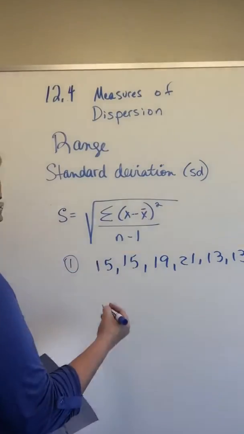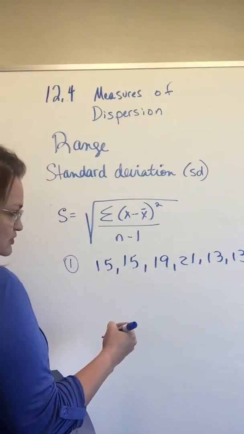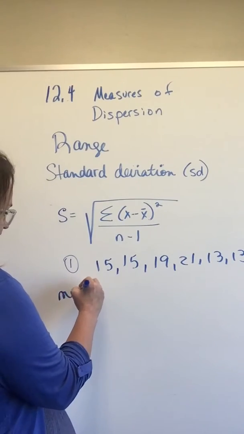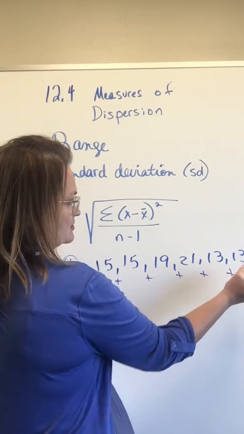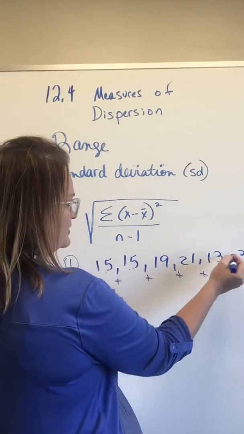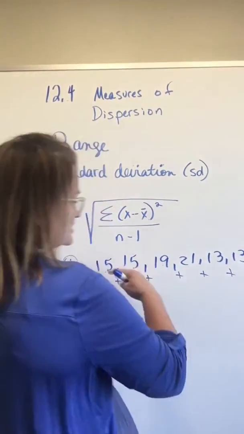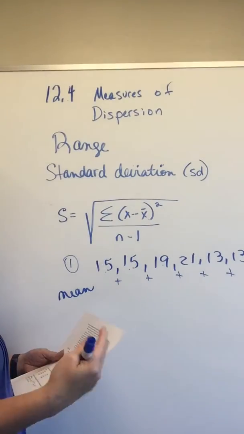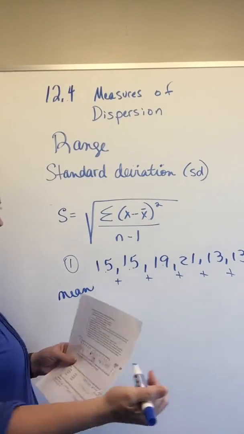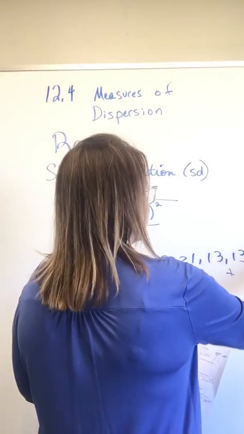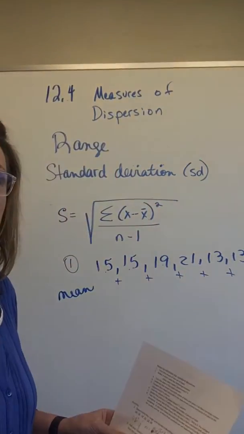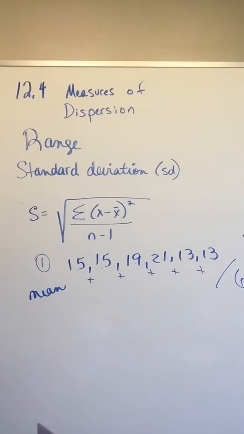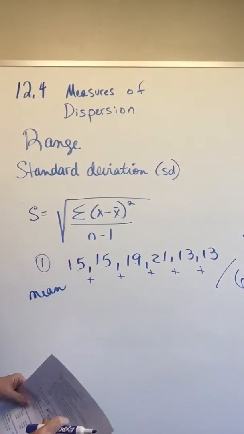Standard deviation. So what you've got to do first is figure out the mean. Find the mean. So we're going to add all those together, and then divide by 6. So find your mean there and pause the video if you need to. If you're practicing alone, you should get 96 divided by 6, which is 16. So the mean is 16.